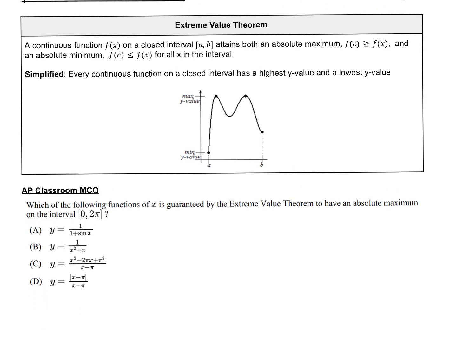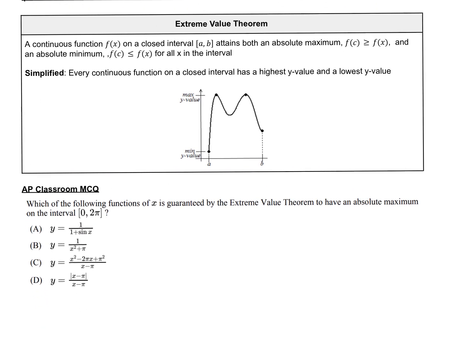Okay, last concept is how we apply all of these things to what we call the extreme value theorem. It says a continuous function f of x on a closed interval from a to b attains both an absolute maximum and an absolute minimum. So here, f of c is bigger than any value on f of x. Here, f of c is less than any value on f of x for all x. So simplified, every continuous function on a closed interval will have a highest value and a lowest value.